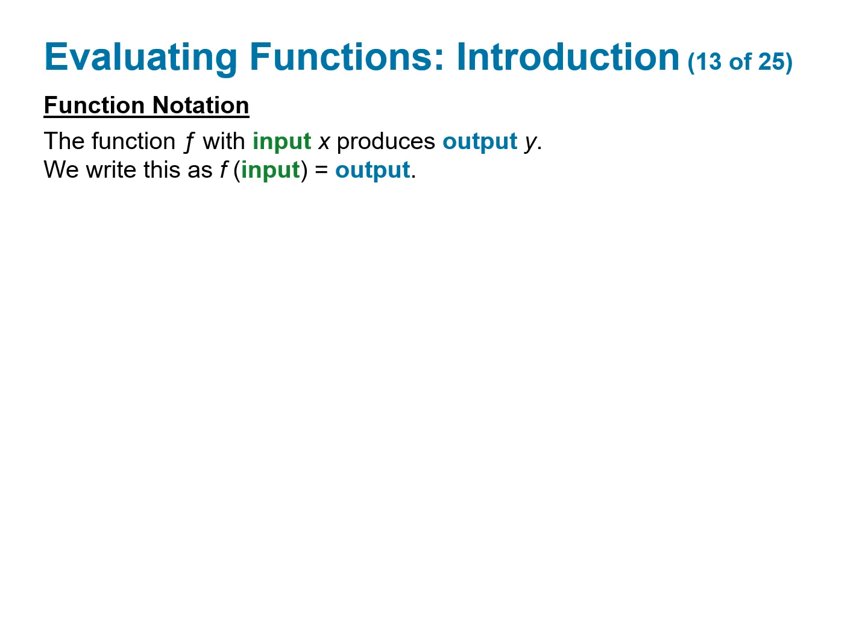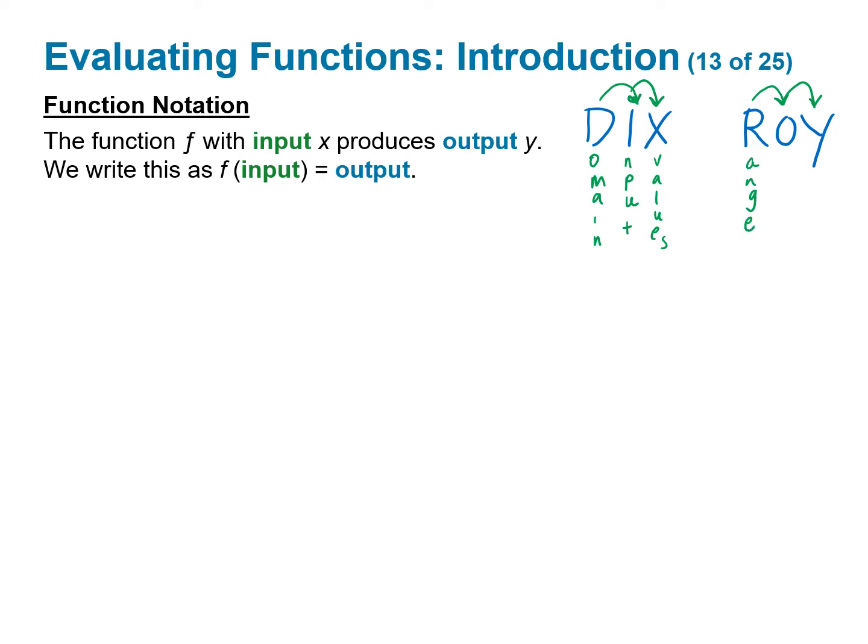Basically we have functions, and we know that a function has an input and an output. The input is x, the output is y. Dixie and Roy, girl and boy, however you want to look at it. Dixie is domain, I stands for input, and these are the x values. That helps you remember that domain and input are x values. Range and output are y values.